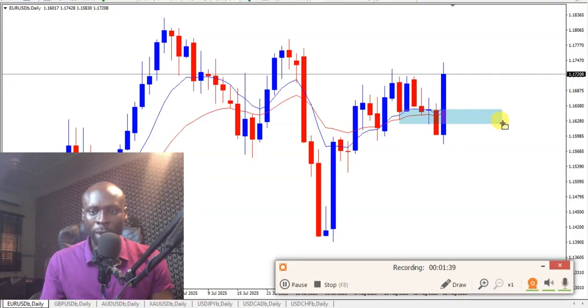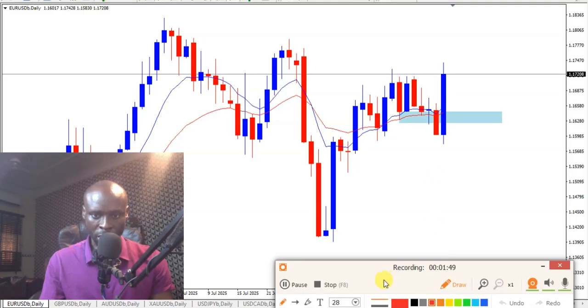So we're expecting price to come to this support level. Then we're looking for a buying opportunity from this support level on the Euro USD, which is this level. So we expect price to come to this area. After price tests this zone, we expect price to buy back to the top on the Euro USD.